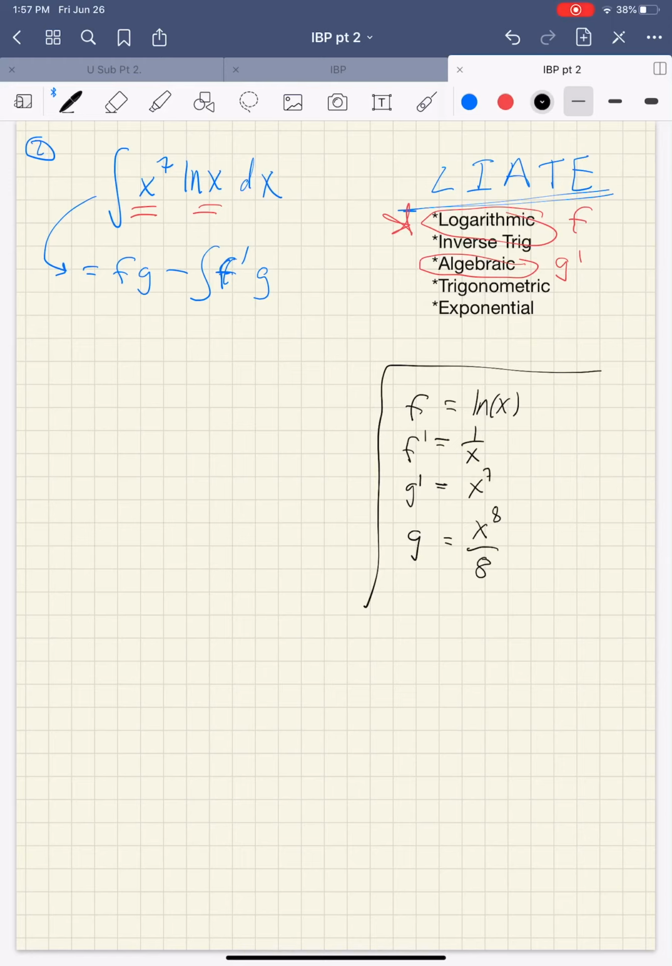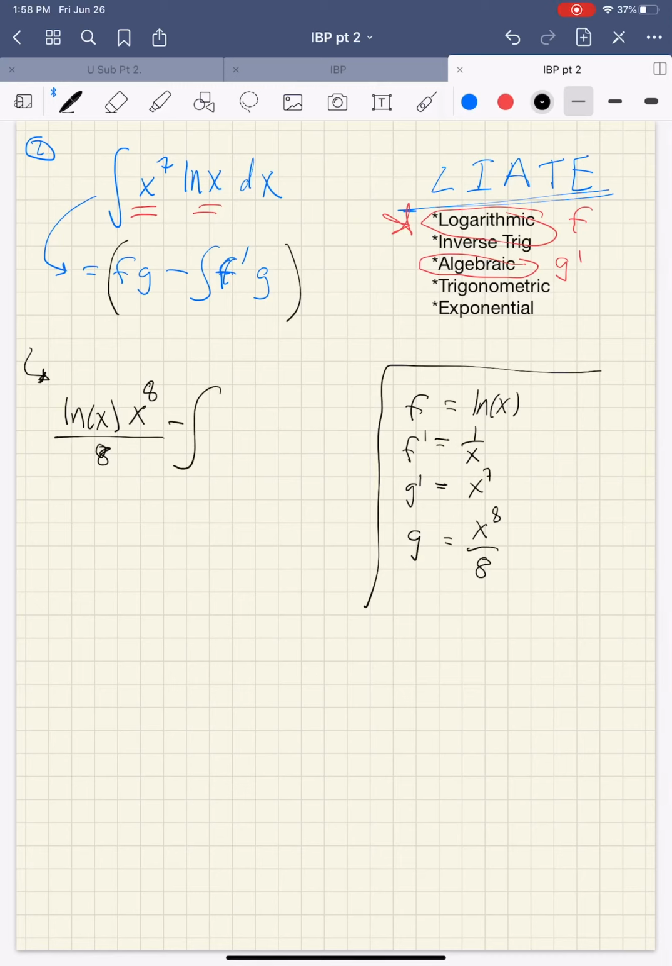So now we have to plug this into our formula, and that formula is right here. And if some of this looks a little more complicated, I went more into depth in the previous video, so you might want to check that out if this is still a little confusing. As we go, we have f, which is just ln of x, and then we have g, which is x to the 8 over 8.